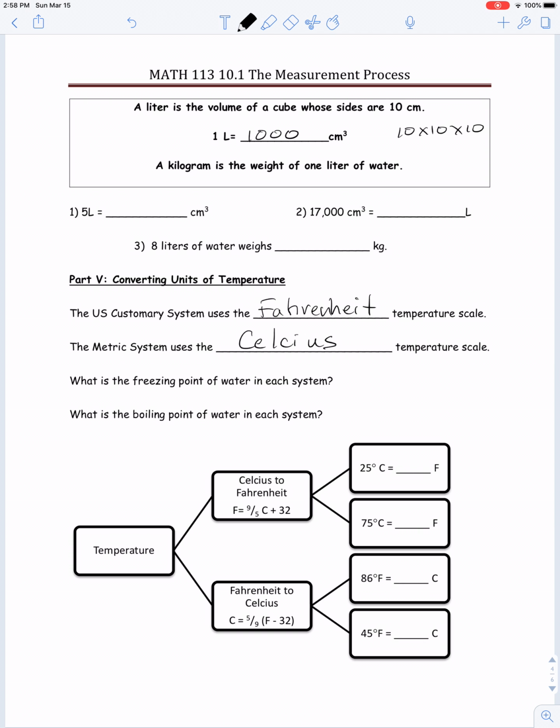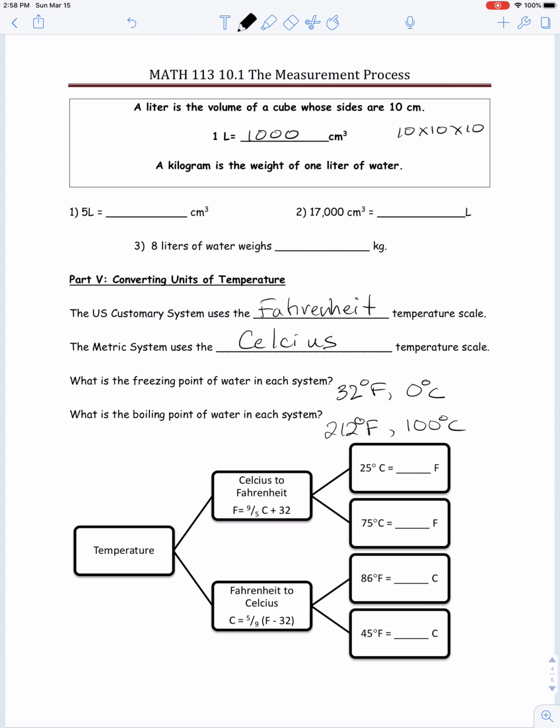Oh, and by the way, what's the freezing point of water? So for our system, it's 32 degrees Fahrenheit. For Celsius, it's 0 degrees Celsius. And for boiling point for us, it's 212 degrees Fahrenheit. And for Celsius, it would be 100 degrees. So again, you can even see, looking at these, their units even make a little bit more sense than ours do.